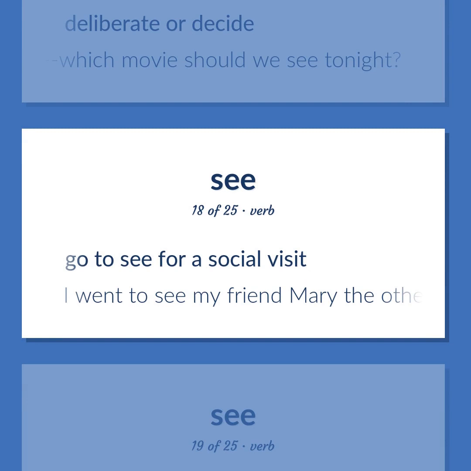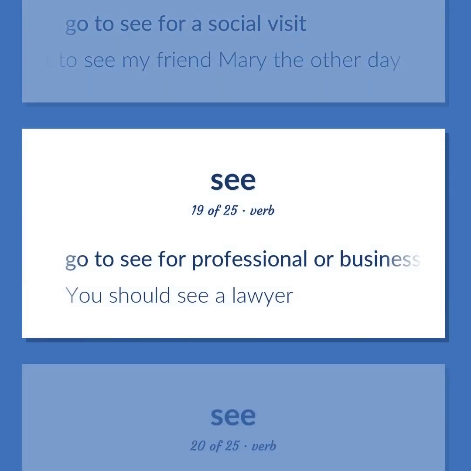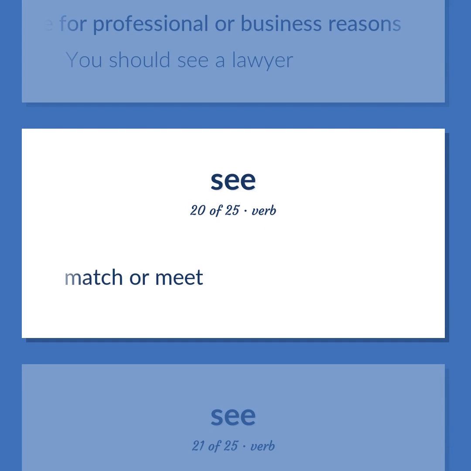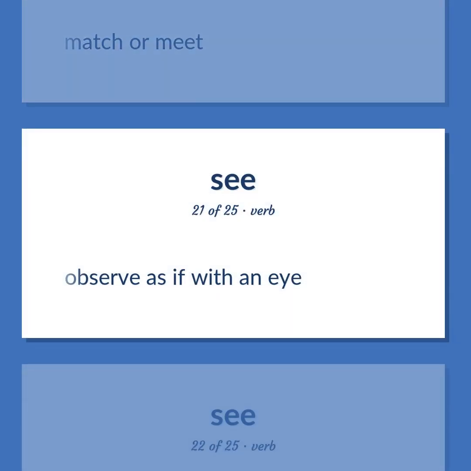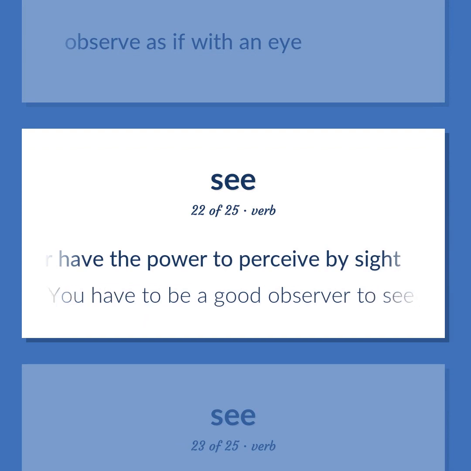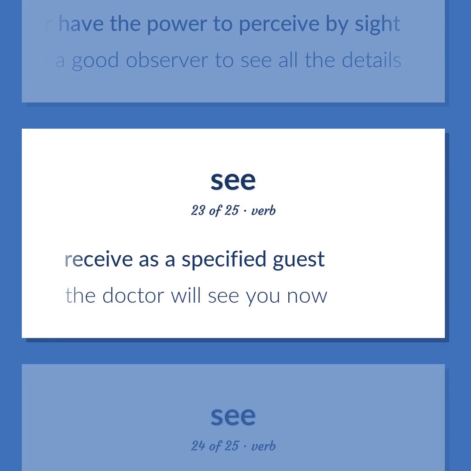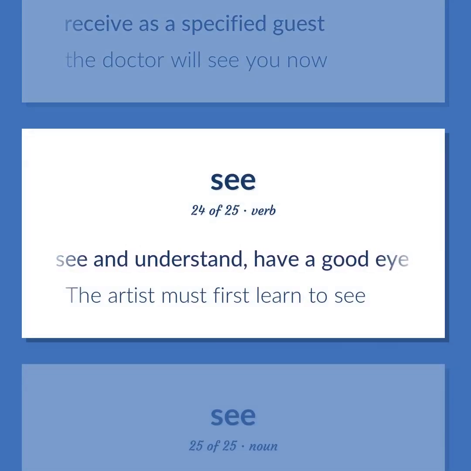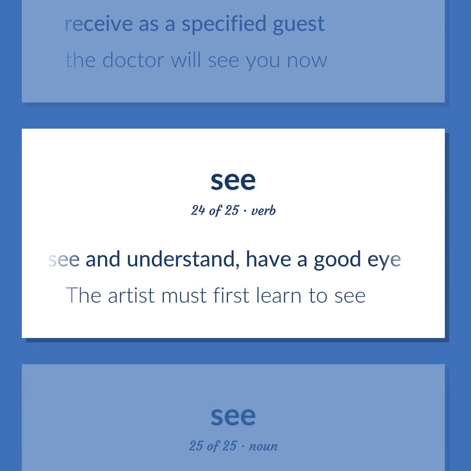Go to see for a social visit. I went to see my friend Mary the other day. Go to see for professional or business reasons. You should see a lawyer. Match or meet. Observe as if with an eye. Perceive by sight or have the power to perceive by sight. You have to be a good observer to see all the details. Receive as a specified guest. The doctor will see you now. See and understand, have a good eye. The artist must first learn to see.